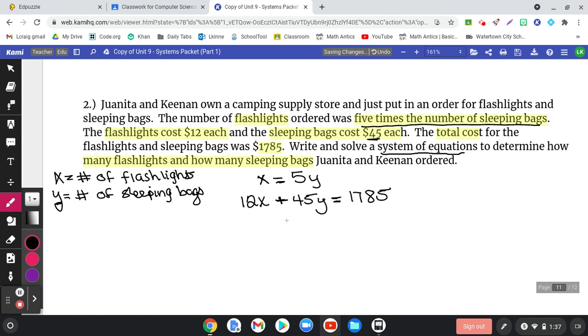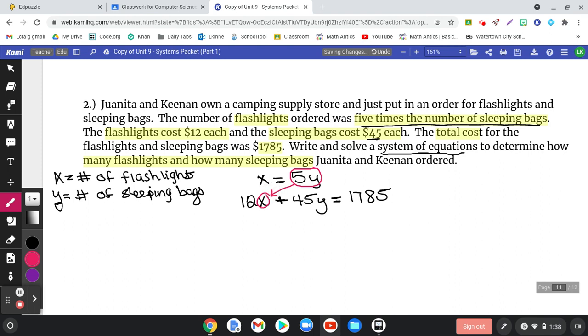Now for this one, it wouldn't make sense to do elimination because we don't have a constant. It would be 0, which would make it kind of tricky. But what we do have is X is equal to 5Y. So we can use substitution. So wherever you see an X down here, you can replace it with 5Y, and that will make it so you're just dealing with one variable. So that's what I'm going to do.